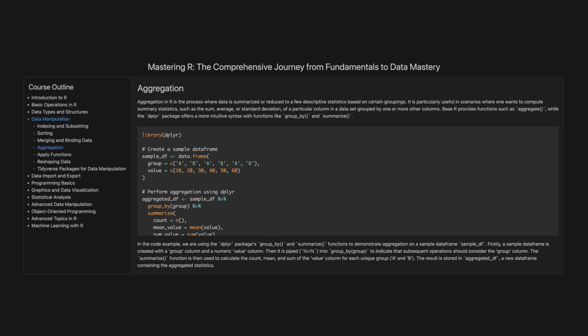Firstly, a sample data frame is created with a group column and a numeric value column. Then it is piped %>% into group_by(group) to indicate that subsequent operations should consider the group column. The summarize function is then used to calculate the count, mean, and sum of the value column for each unique group, A and B. The result is stored in aggregated_df, a new data frame containing the aggregated statistics.